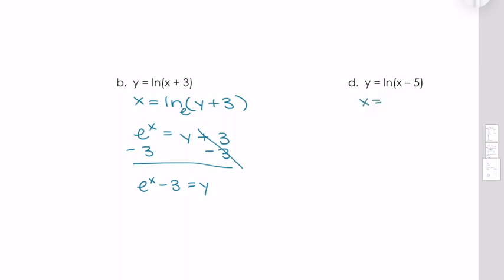Alright, letter D is very similar. Switch x and y. Then write it as e to the power of x equals y minus 5. Add 5 to both sides, and y equals e to the x plus 5.